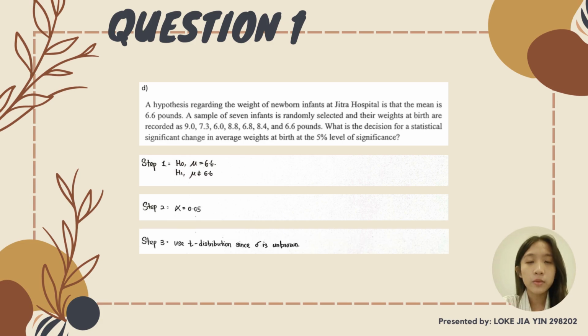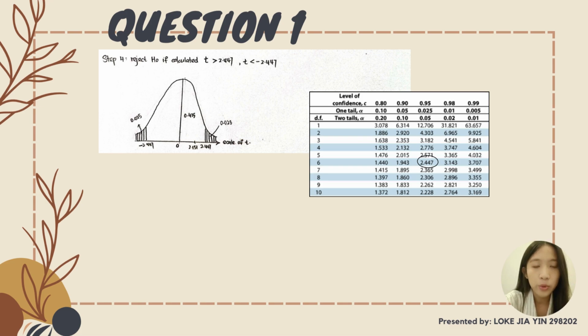Step 3. We need to determine the appropriate test statistic. We will use the t-distribution in this question, as sigma is unknown. Step 4. We need to draw a graph. This graph will show the rejection region for a two-tail test. The null hypothesis is rejected if the calculated t-value is greater than 2.447 or less than negative 2.447. The two-tail regions each represent 0.025 of the entire distribution, which is 0.05 for the rejection area.